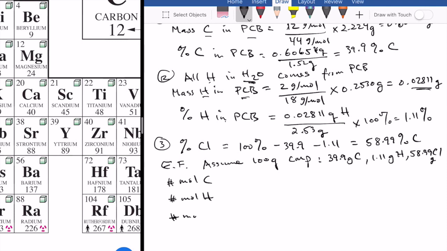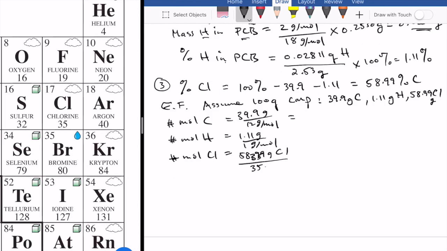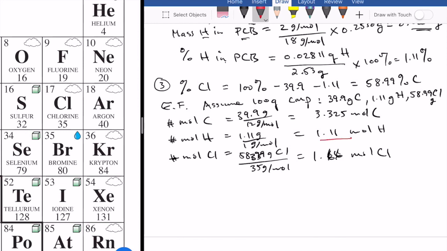Okay, the number of moles of carbon is 39.9 grams over 12. Hydrogen is 1.11 divided by 1. And then chlorine, 58.99 over 35 grams per mole. Carbon is going to be 3.325. Hydrogen is going to be 1.11. Chlorine will be about 1.66 moles. From there, reduce them to a whole number ratio. So you're going to divide all of them by the smallest number, which is 1.11 in this case.